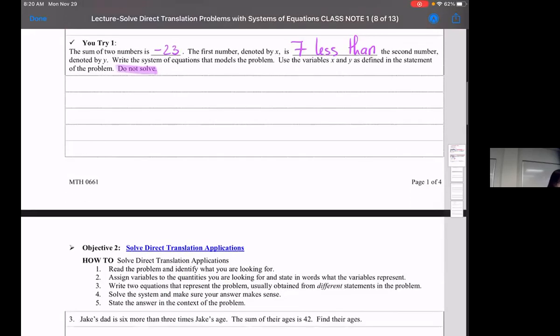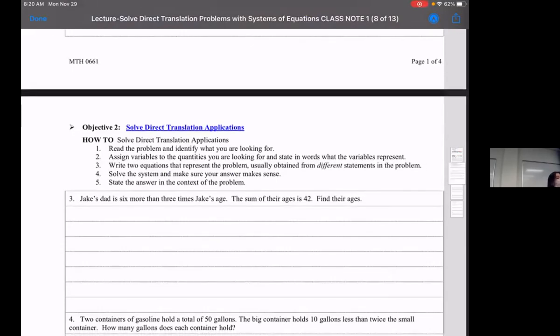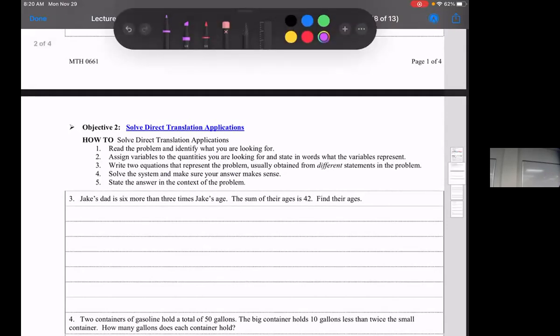All right, objective two. Now we're actually going to solve after we generate those equations. Let me walk through the steps. It's very similar to what we've been doing. First of all, read the whole problem, it helps. And then assign variables to the quantities that you're looking for. Please assign the variables, or you lose a point or two. Even if the whole thing's wrong, I'll still give you partial credit for just assigning the variables.